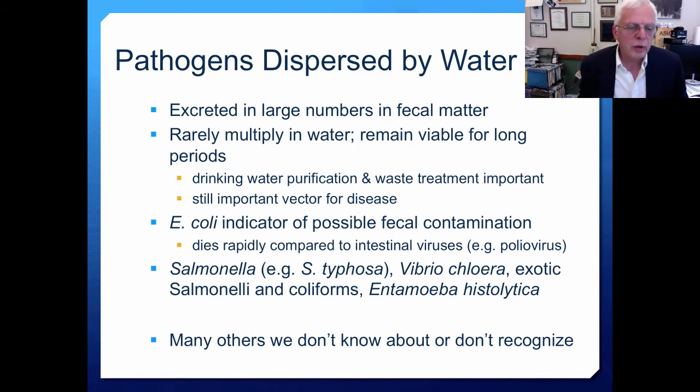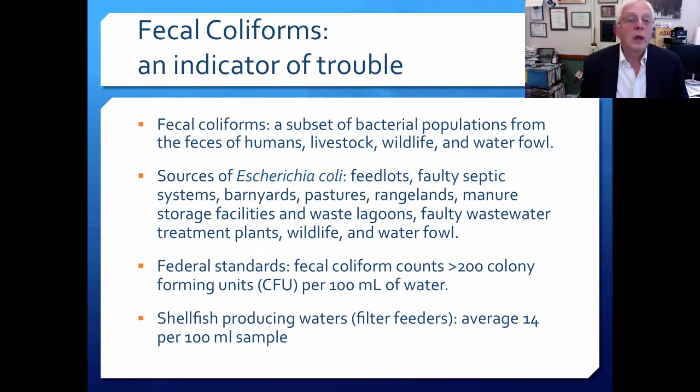They are often of human derivation or good indicators of human pathogenicity. Well, so fecal coliforms, as I said before, are an indicator of trouble. They're a subset of bacteria populations from the feces of humans, livestock, wildlife, and waterfowl.